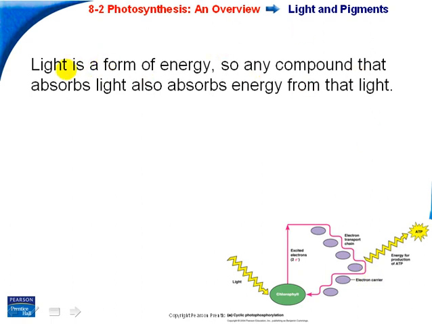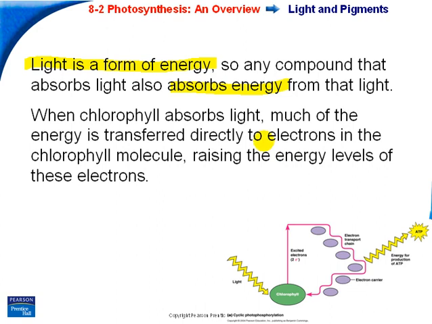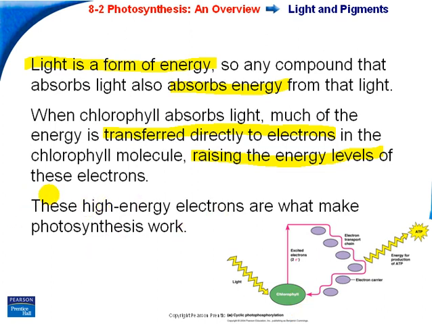So light is energy. It's a form of energy. So if you absorb light, you absorb energy. And when chlorophyll absorbs light, it transfers this energy to electrons, raising the energy level of these electrons. And here we can see we have excited electrons here. This is just a quick look at it. And these high energy electrons are what makes photosynthesis work.